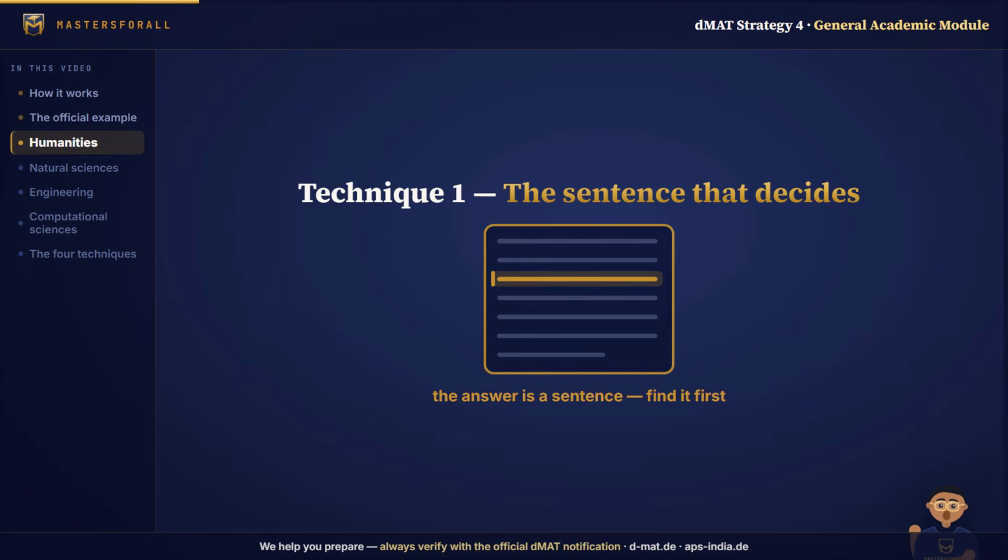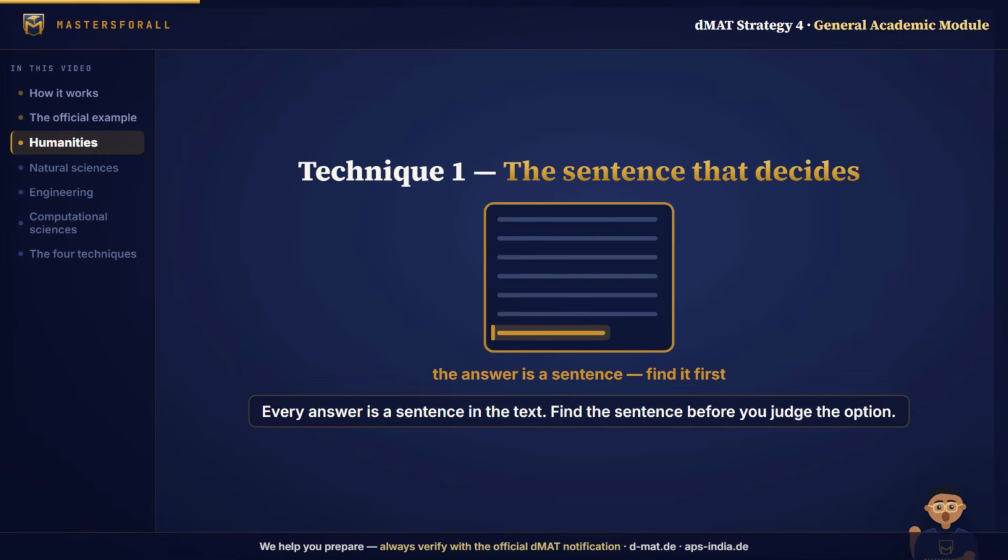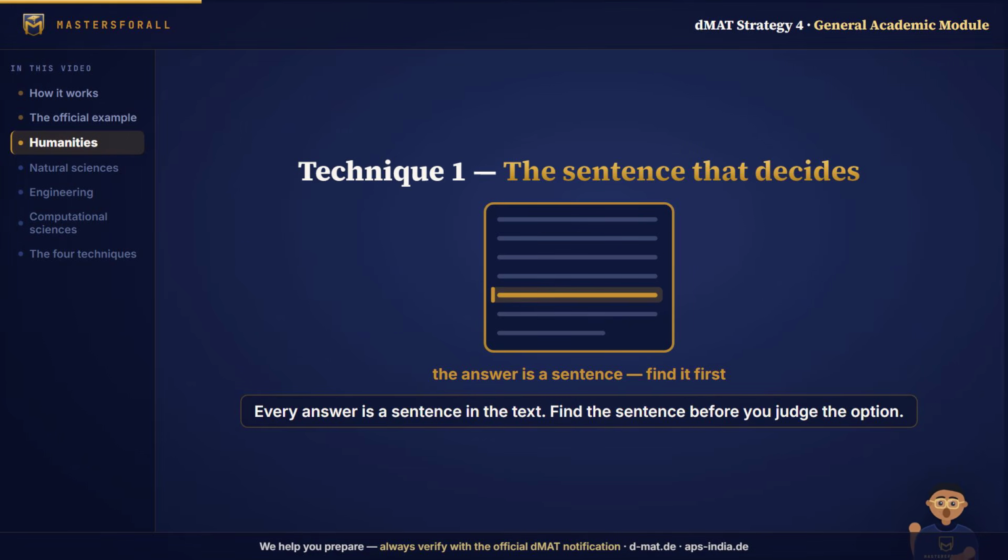Technique 1. The sentence that decides. The rule is 4 words long. Find the sentence first. Every answer here is a sentence in the text, not a summary, not the gist, a sentence. And the examiner agrees, which you can check. Official exercise 4. Every one of its solutions ends the same way. See paragraphs 1 and 2. See paragraphs 4 and 6.